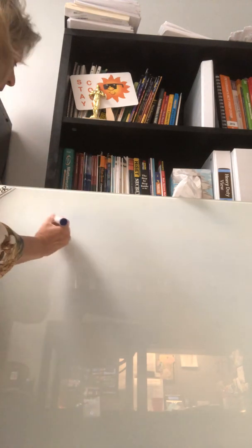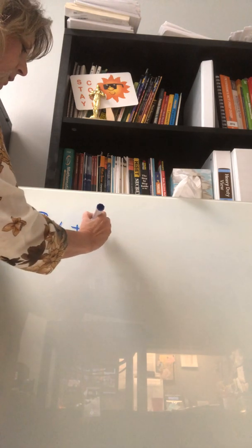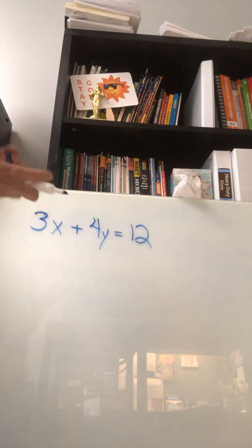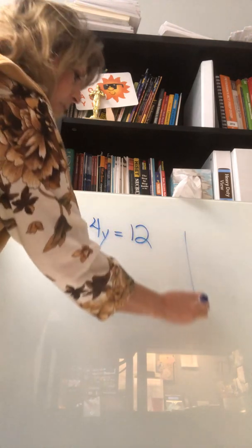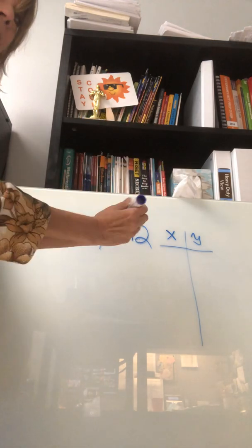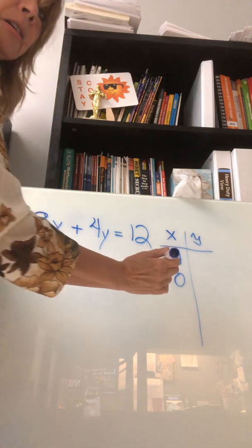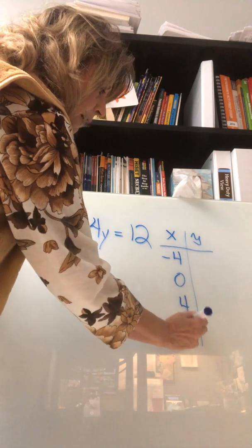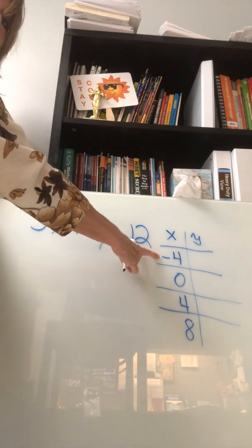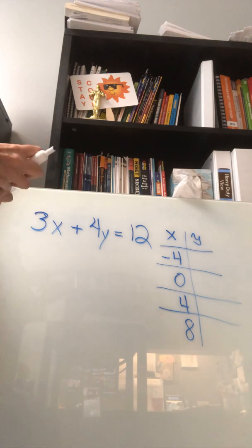So for our first one, we have 3x plus 4y equal 12. Okay, and they have this off to the side, your x and y, and they tell us that our x values are -4, 0, 4, and 8. And we just have to find if the x value is -4, what is the y value? So we're just going to substitute for these.